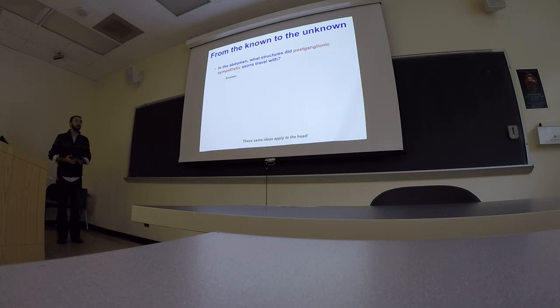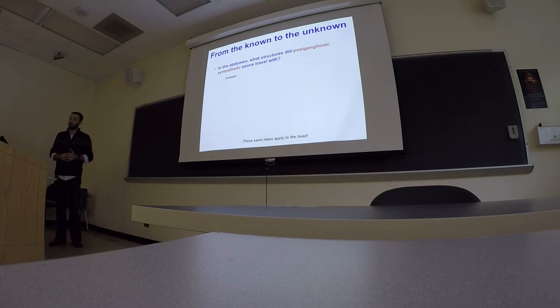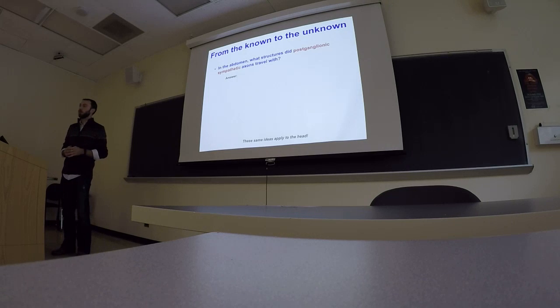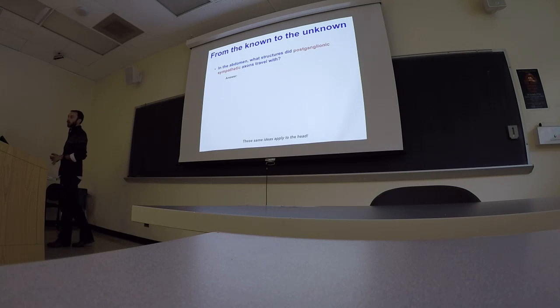All right, so a little bit of review of what we know about the nervous system to help us understand what we're going to talk about today. So think way back to the abdomen. With what type of structures did postganglionic sympathetic fibers run with? Arteries, right? And we're going to see the exact same thing in the head. So there are no preganglionic sympathetics in the head. They're all going to synapse in that superior cervical ganglion, and then they're going to ride along with the internal carotid and its various branches to get wherever it needs to go in the head.